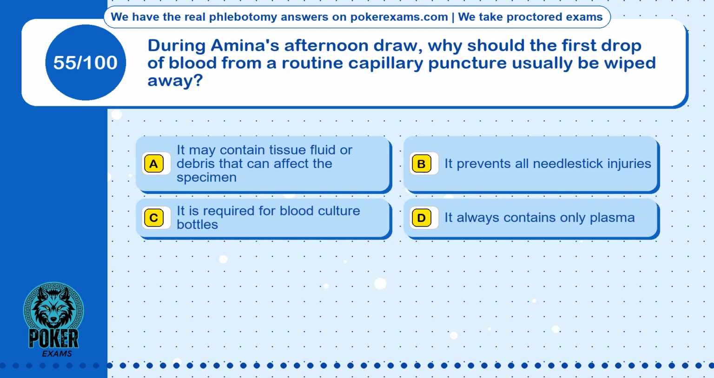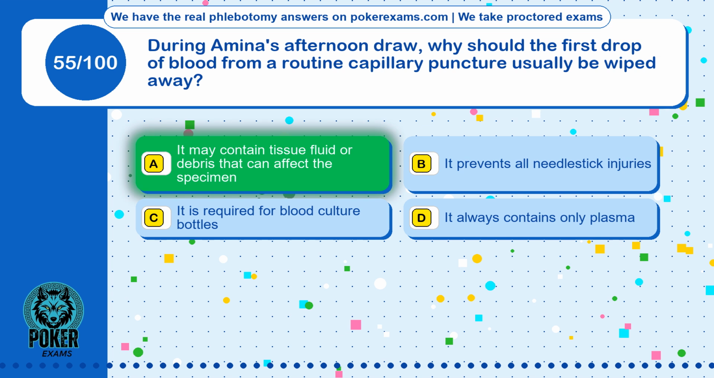Question 55. During Amina's afternoon draw, why should the first drop of blood from a routine capillary puncture usually be wiped away? Option A. It may contain tissue fluid or debris that can affect the specimen. Option B. It prevents all needle stick injuries. Option C. It is required for blood culture bottles. Option D. It always contains only plasma.